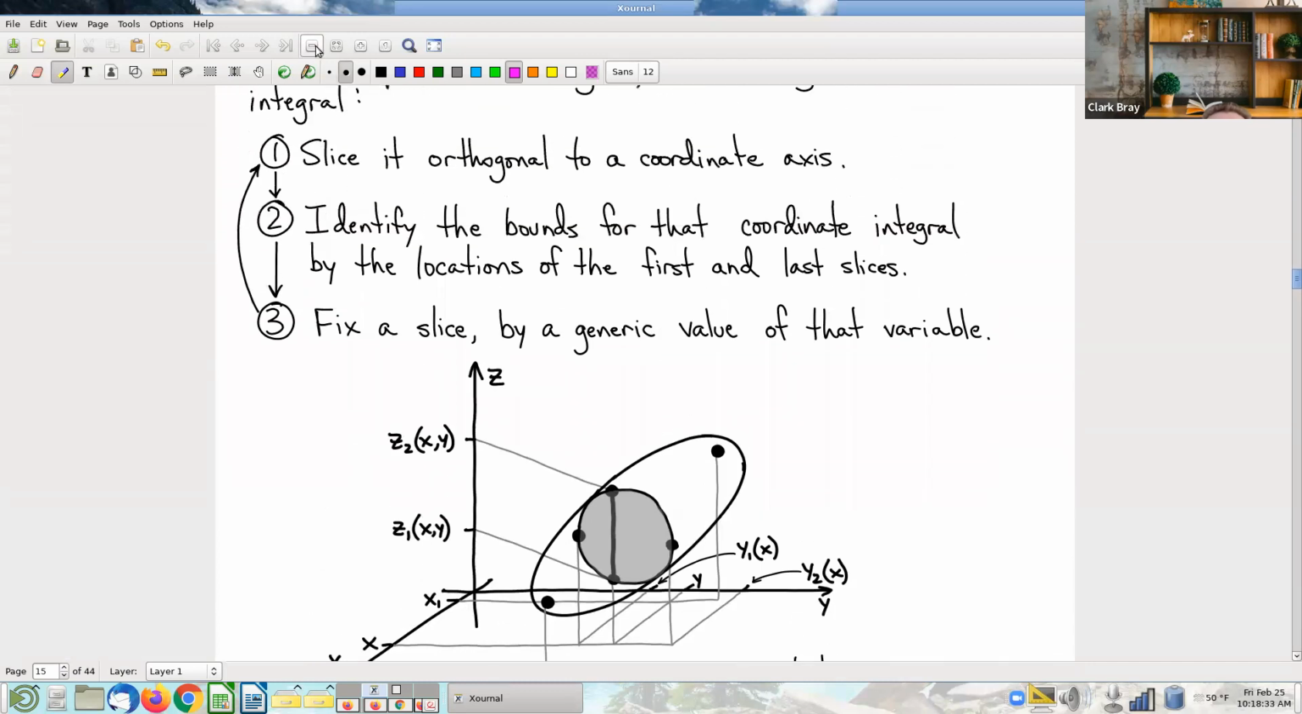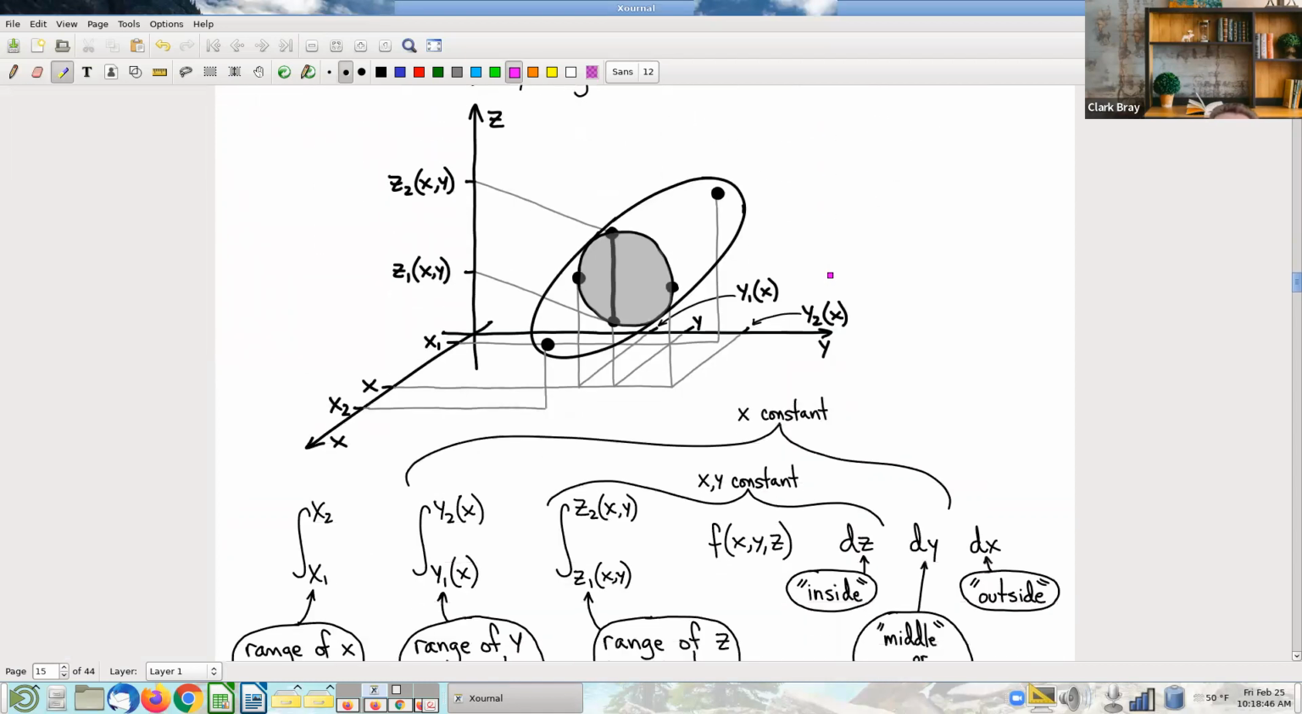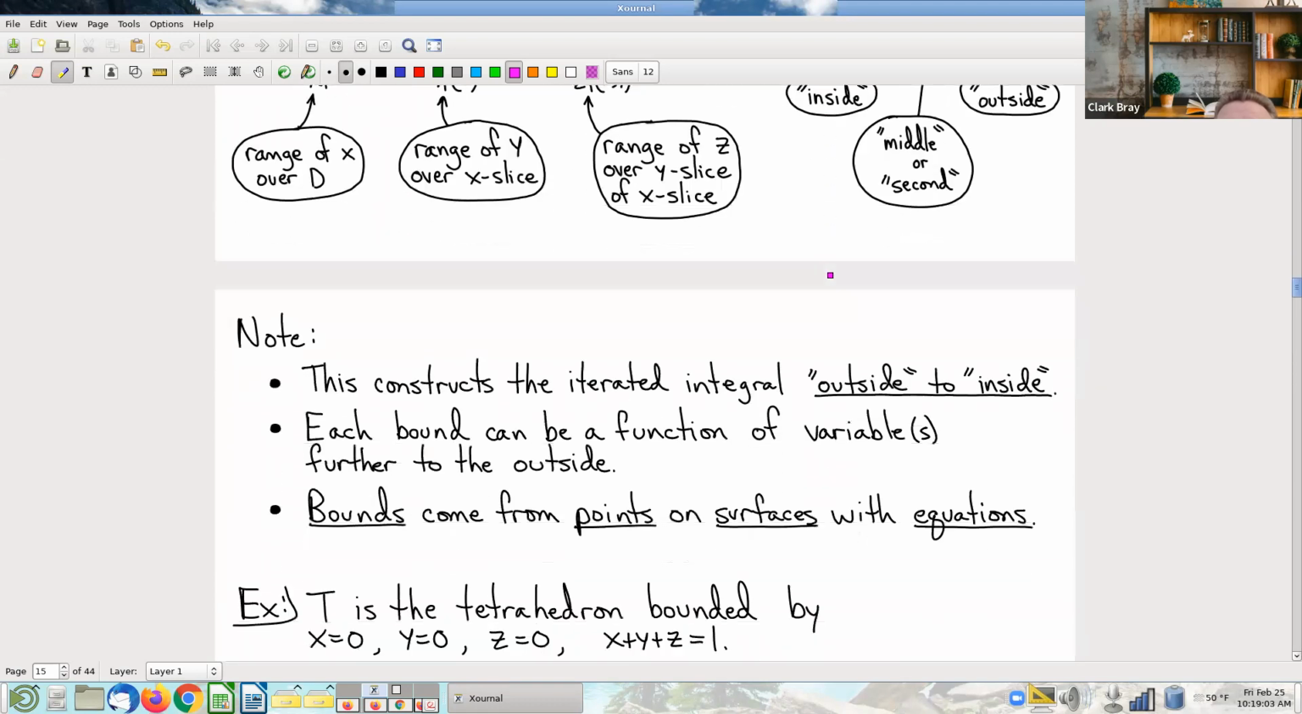Okay. The slicing process. Well, again, kind of not that different from double integrals. We slice, find the bounds by looking at the first and last slices, then fix it and move on to the next variable. Right? And so what does that look like geometrically? Well, it's something like this. We won't go through all that again like we did last time. What we're going to spend most of today on is examples of this process in action that we've already discussed in the abstract. Okay. All right.